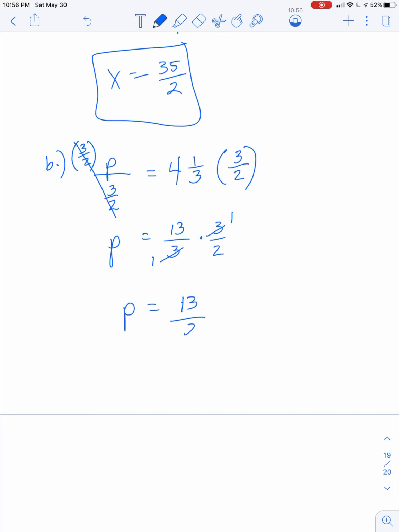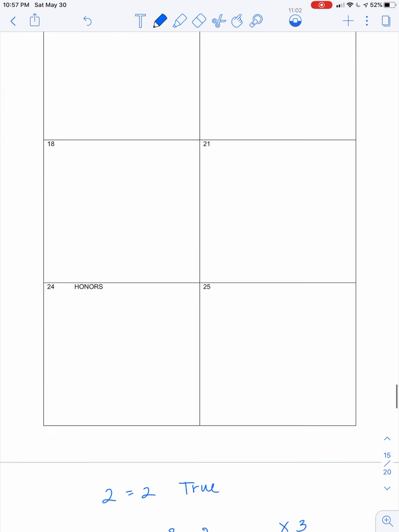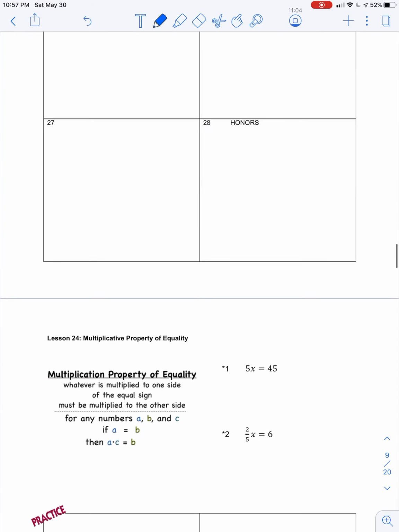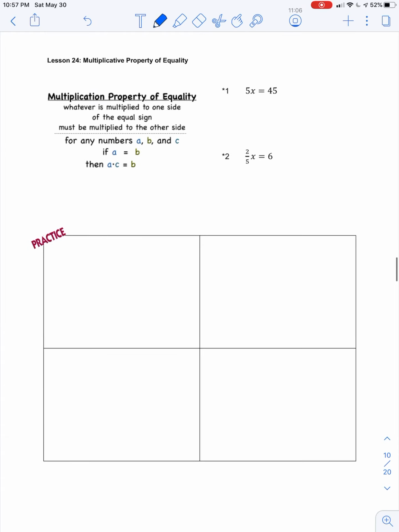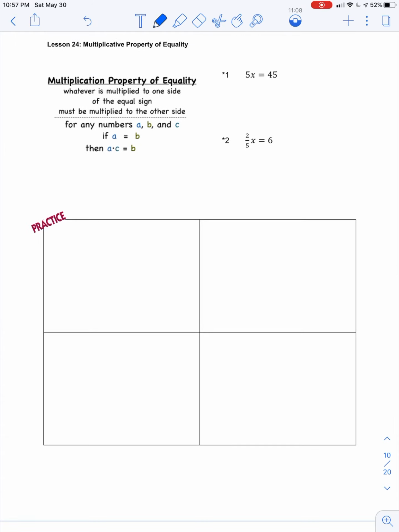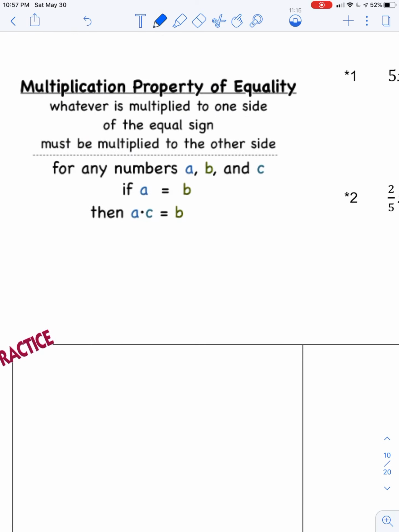And I'm going to end up with P equals 13/2 as your final answer. All right, now let's go back to our notes. Lesson 24 is right here. Right here's your multiplicative property of equality. I notice here though that something's missing and you need to put this in.